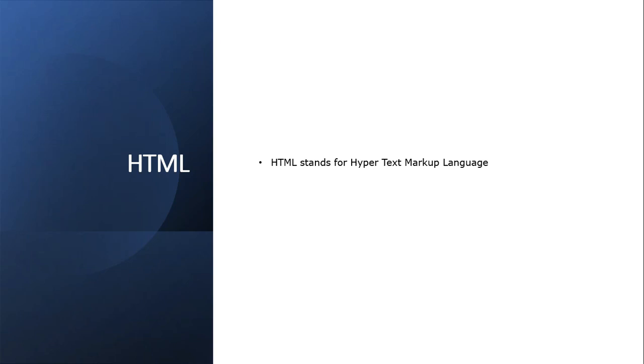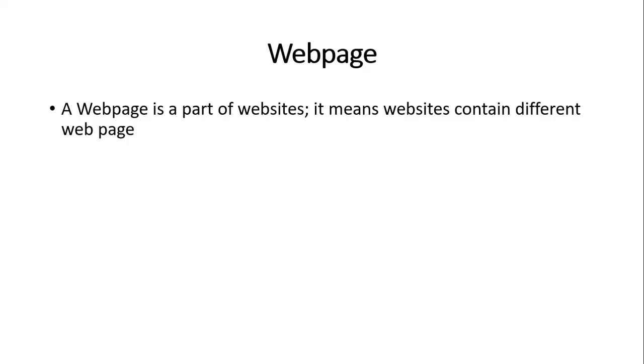Now let's talk about the HTML. If you see the full form of HTML, it is the hypertext markup language, and it describes the structure of a web page. So actually, what is a web page? A web page is a part of a website. So it means websites contain different web pages.